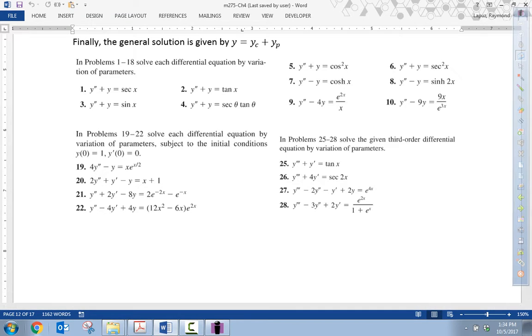Oh, maybe we should take a look at the homework assignments. What's that? This is 4.6. Oh, there's also ones with initial conditions. We'll look at number 28.